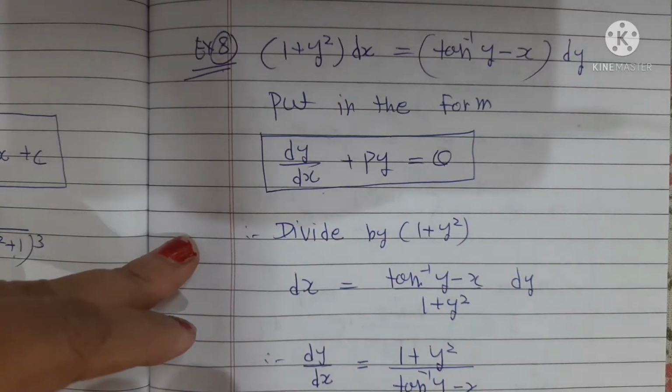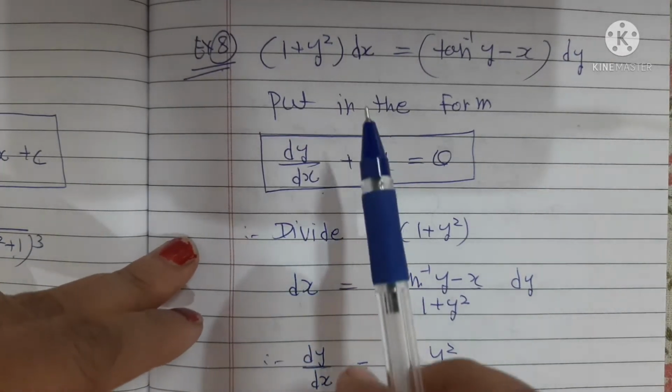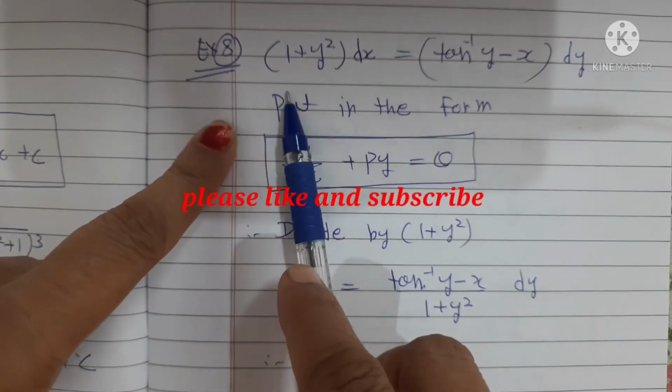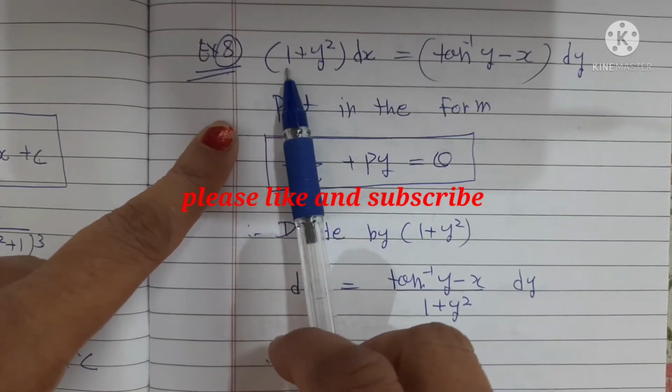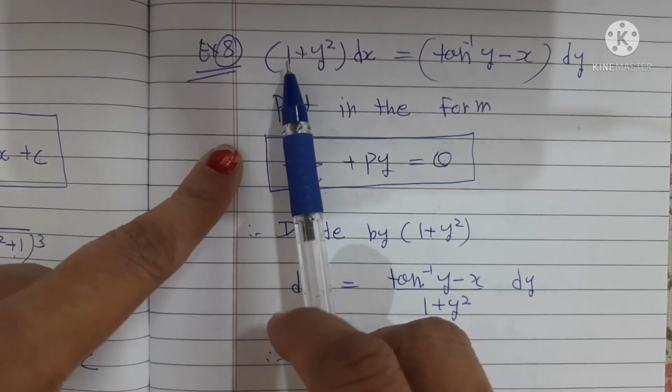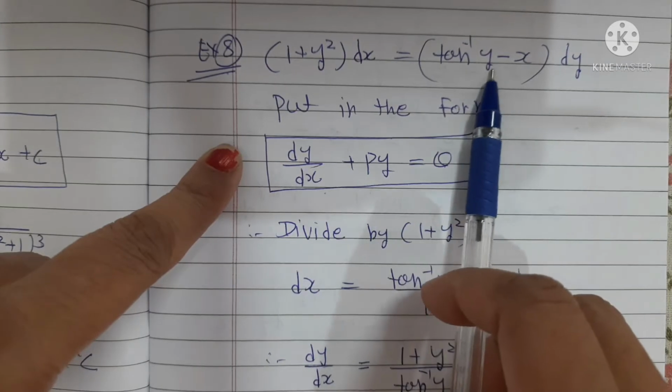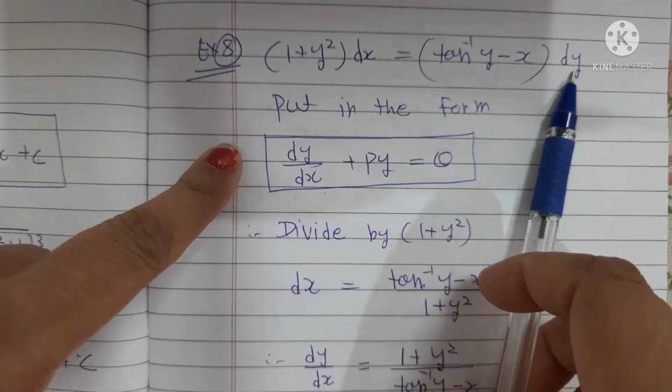Hello students, today we are going to learn one more problem on the linear differential equation. Now let us solve the problem from the Nirali publication book: (1 plus y square) dx is equal to (tan inverse of y minus x) dy.